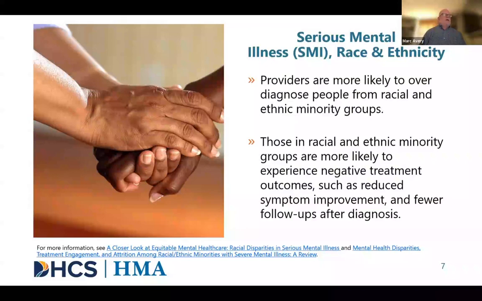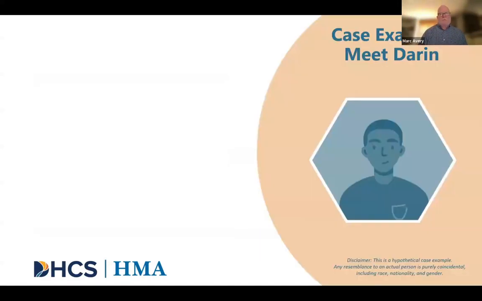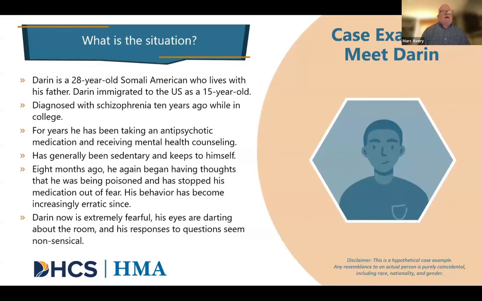Okay, let's go on to talk about a case example. I'd like to discuss a hypothetical person named Darren. Darren is a 28-year-old single male who lives with his father. He immigrated from Somalia to California when he was 15 years old. Darren was diagnosed with schizophrenia at age 18 after having an emotional breakdown in his first year of college.